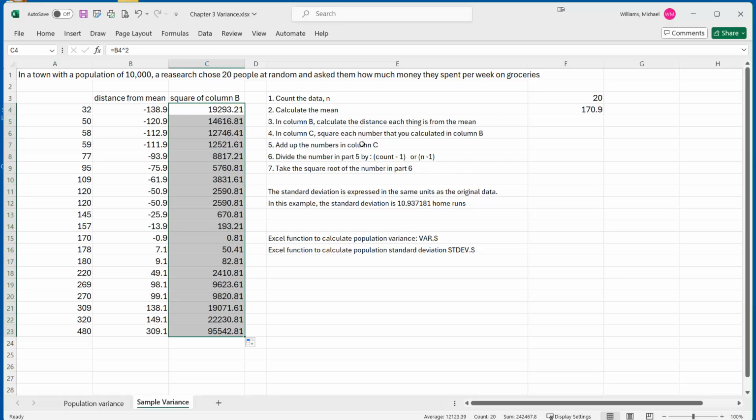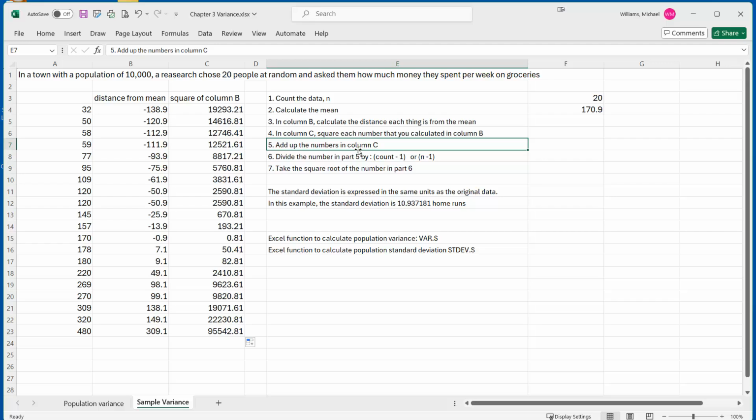Add up the numbers. We're up to step 5, right? Add up the numbers in column C. We're going to put it over here. Equals sum. Add these up.